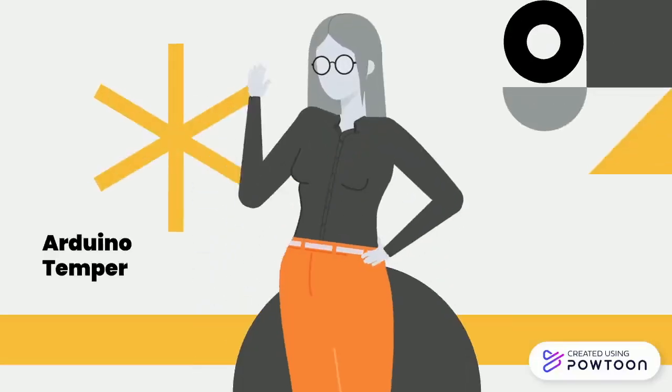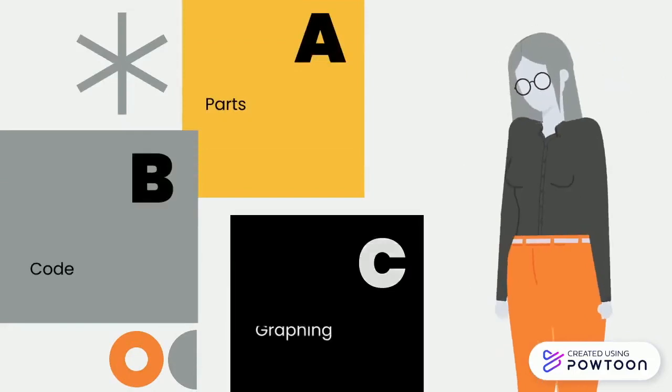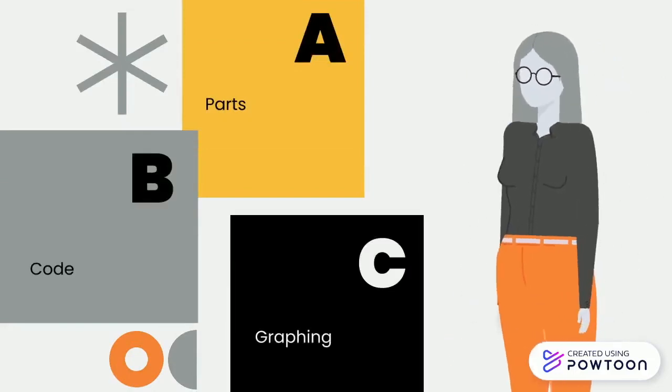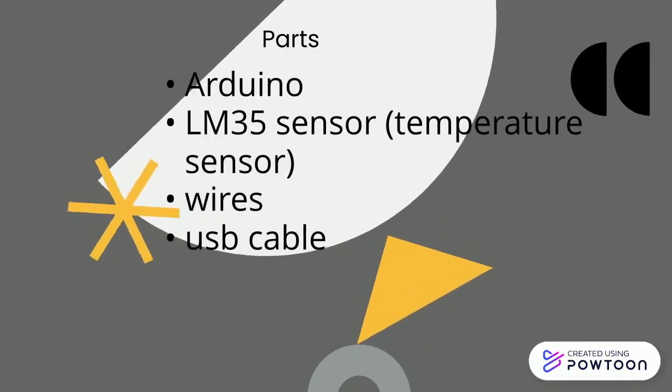The Arduino temperature sensor project. The key parts for this project were the parts required, the code written, and the graphing done afterwards. The parts required were the Arduino board, the temperature sensor, wires to connect it all, and a USB cable.